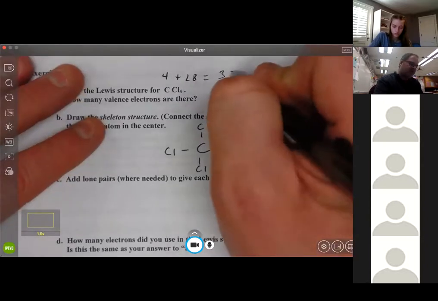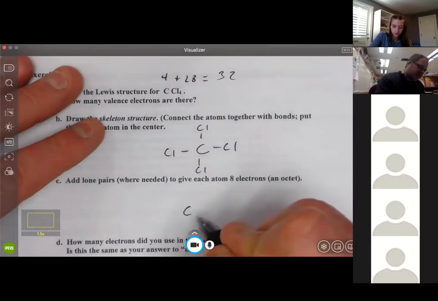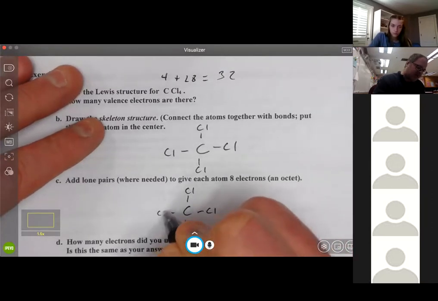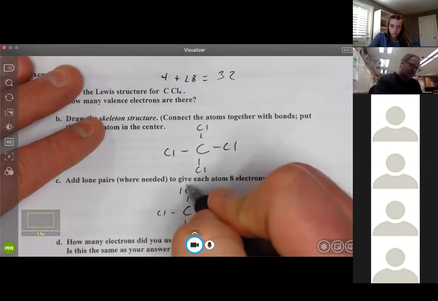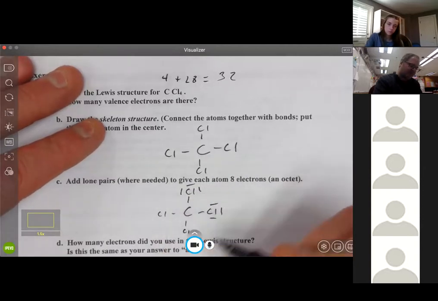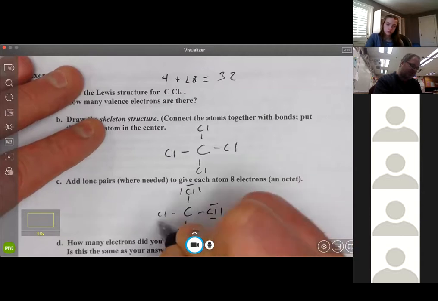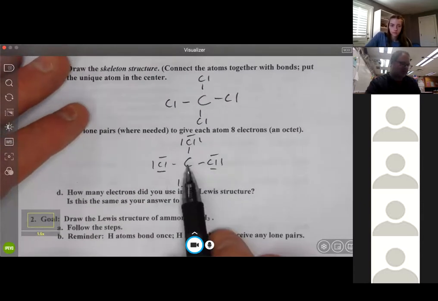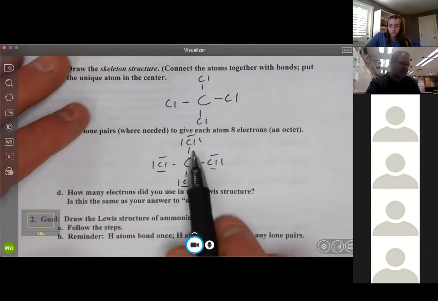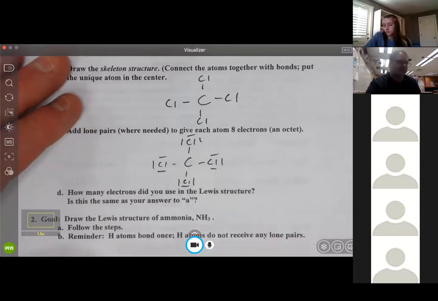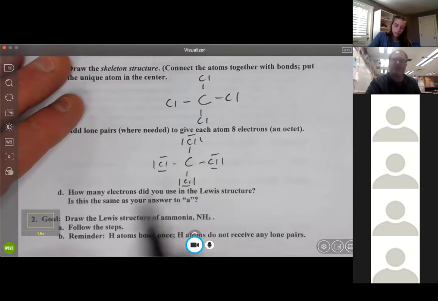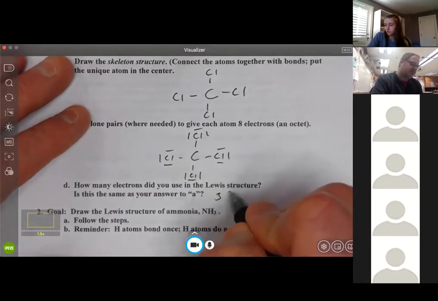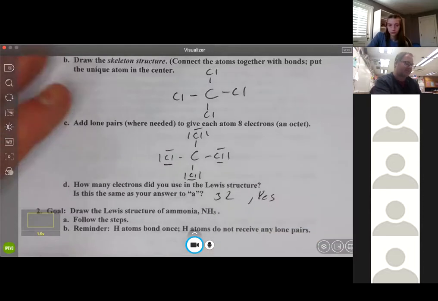So that gives me 32 total. So whenever I do this with the C in the middle, that's 2, 4, 6, 8, 10, 12, 14, 16, 18, 20, 22, 24, 26, 28, 30, 32. So there is C in the middle. The C has an octet, and each of these Cl's now has an octet. The total number of electrons when we add these up is 32. How many electrons did I use in my Lewis structure? 32. Yes, it is the same number as A.